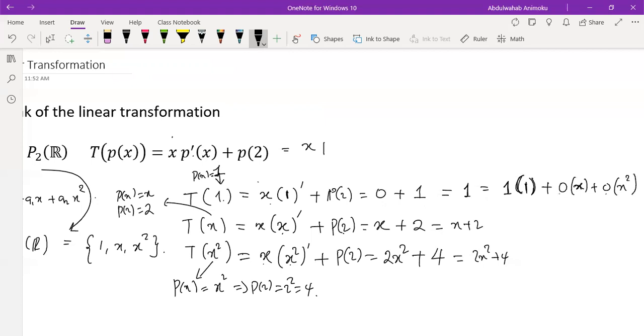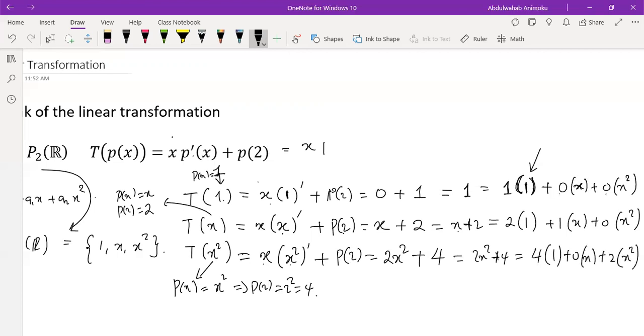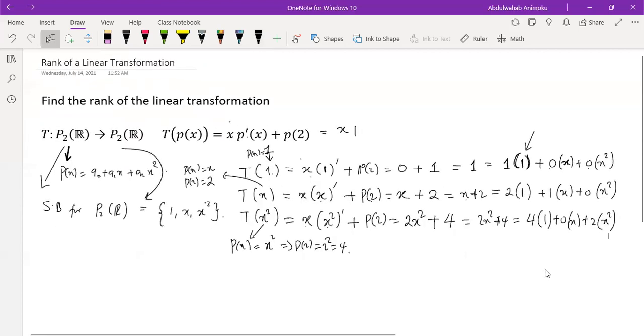When we have the constant, the one that represents the constant term. Okay, the next one, so we're going to have 2 times 1, right? I'm writing based on what I have on the left-hand side. Then for the coefficient of x is going to be 1, then no coefficient of x squared. Finally, 4 times 1 plus 0 times x, then plus 2 times what? X squared. Okay, now what we need to do next is to write this.